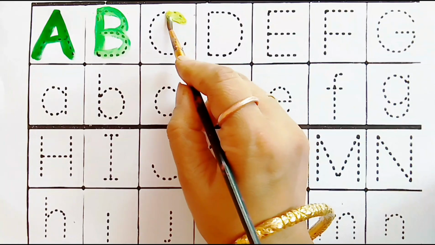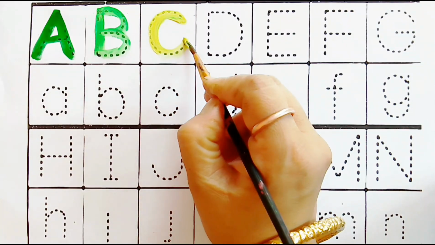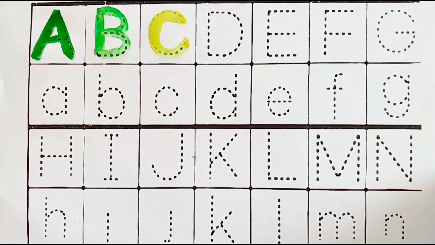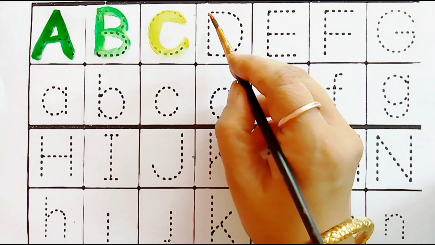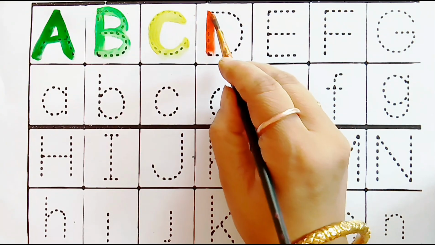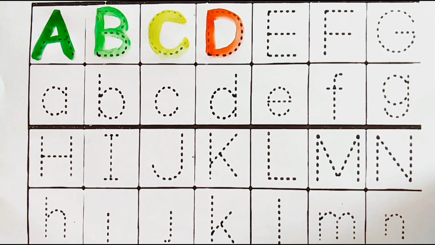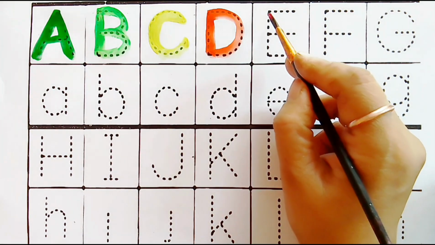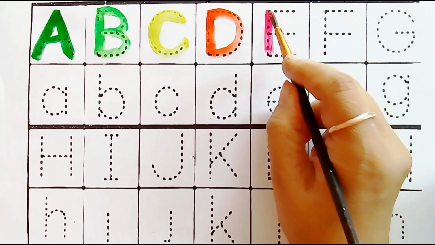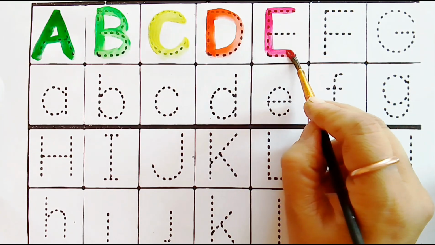C. C for cake. D for doll. Now I know my ABCD. E for elephant.